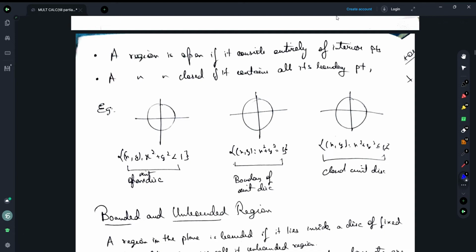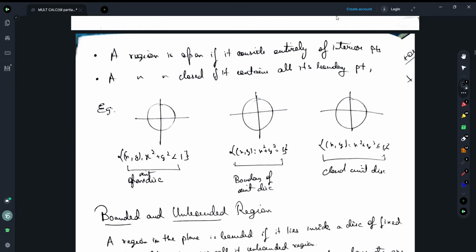So here we define what is called an open region and what is called a closed region. A region is open if it consists entirely of its interior points, and a region is called closed if it contains all its boundary points. Clear?